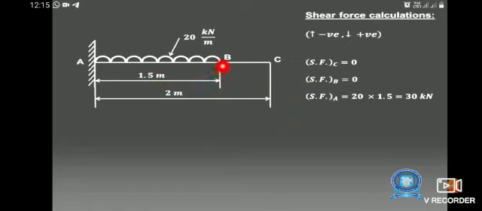The UDL will be applied on the particular distance of AB. So the formula of UDL applied on shear force is force into distance. So shear force at A is equal to 20 into the distance between A and B, that is 1.5 meter. So 20 into 1.5 is equal to 30 kilonewton. So we have calculated the shear force at C, B, and A.